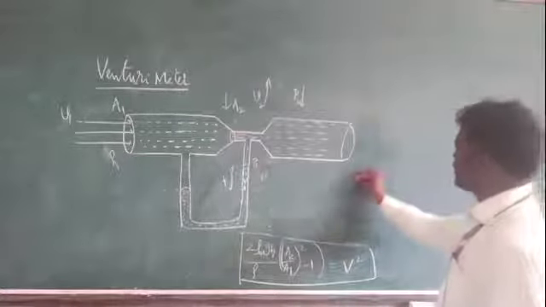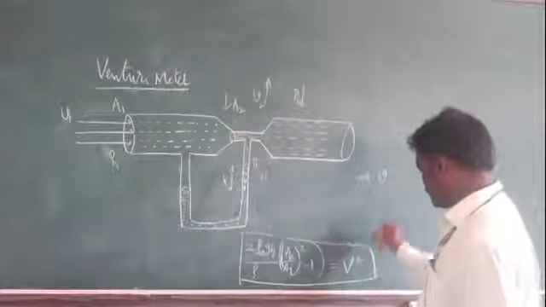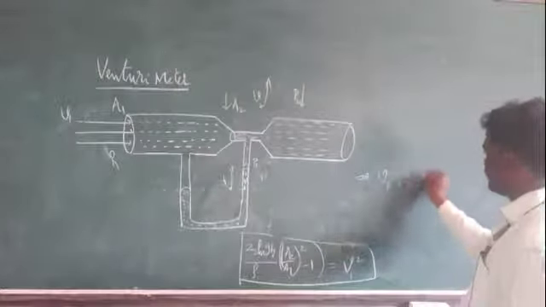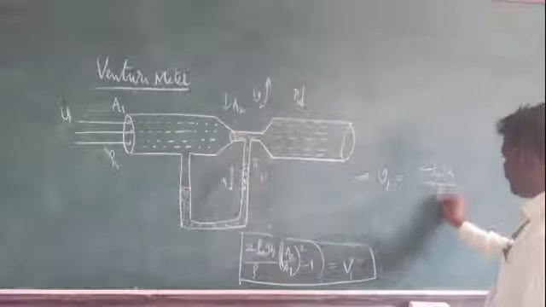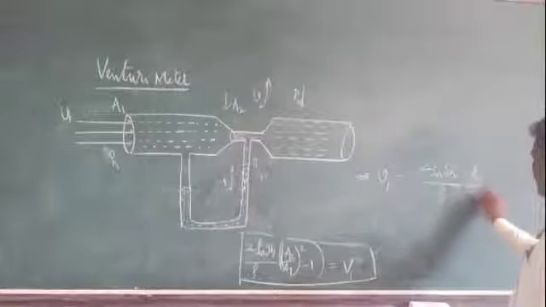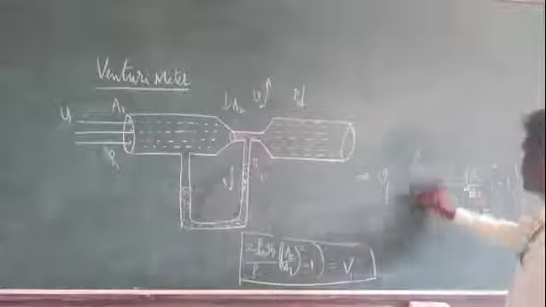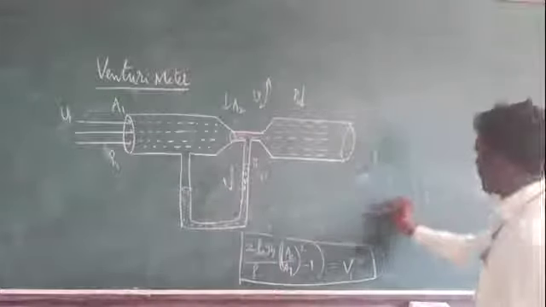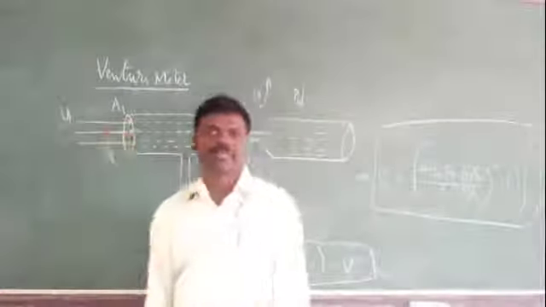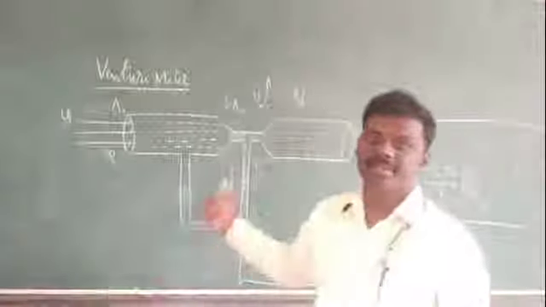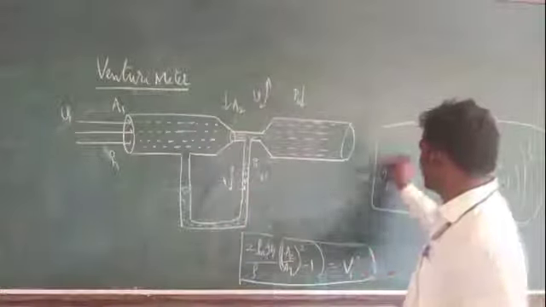So V1 equals 2 rho m g h by rho into (A2 by A1 whole square minus 1), whole power 1 by 2. This is the velocity V1 which enters this tube. This is the Venturi principle, with one velocity entering the tube. You can find out this velocity.